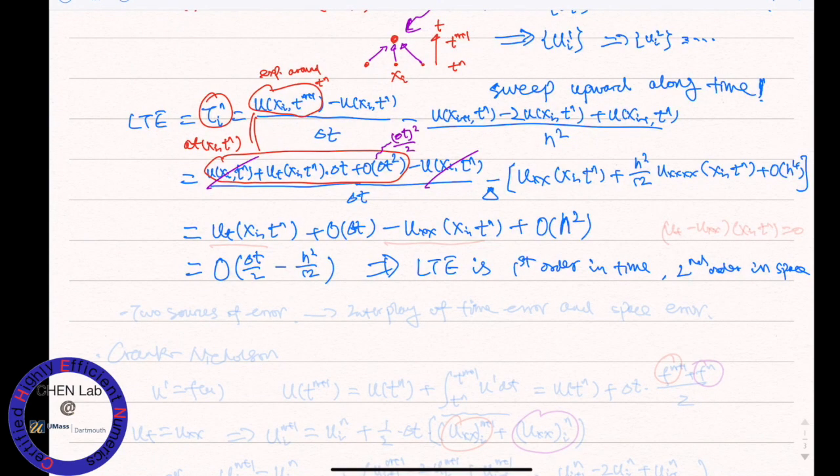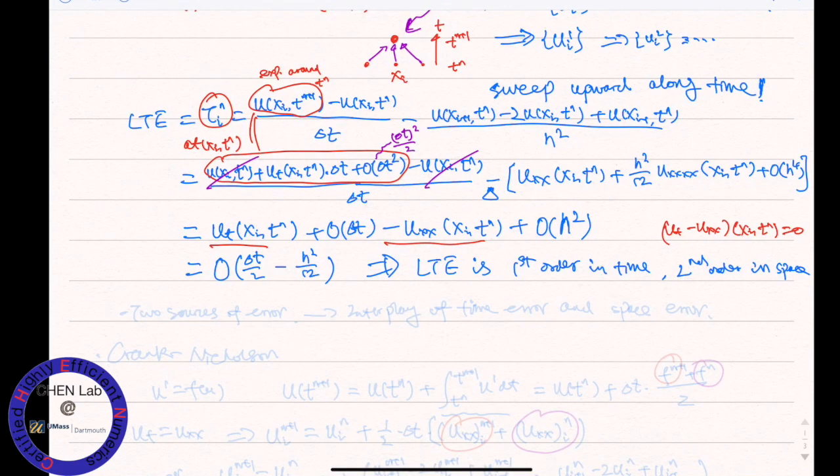A typical thing to do is that, well, we forgot to mention these two. Because we use the exact solution, that is equal to 0. So ut minus uxx, evaluated at (xi, tn), is just 0 because u is the exact solution. That's why we only have order delta t over 2 minus h squared over 12.